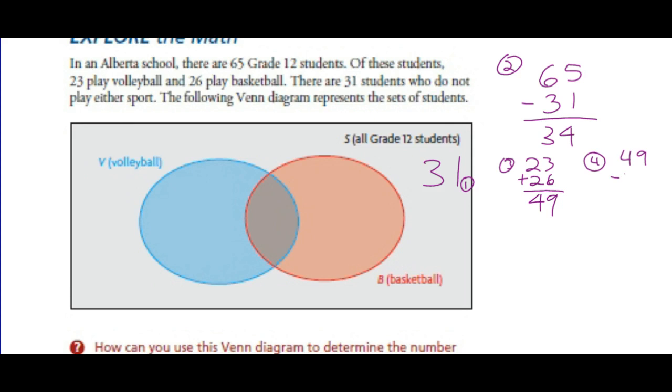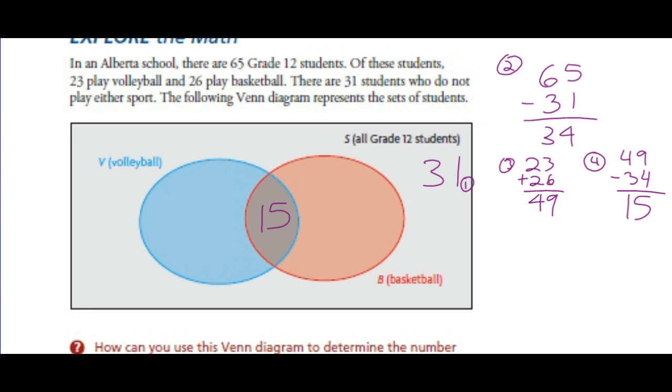Okay, well, we got 49, but there's only 34 students, so that means there are 15 students who play both sports. And so they go in the overlap, right? So they're inside the volleyball circle, but they are also inside the basketball circle, right?